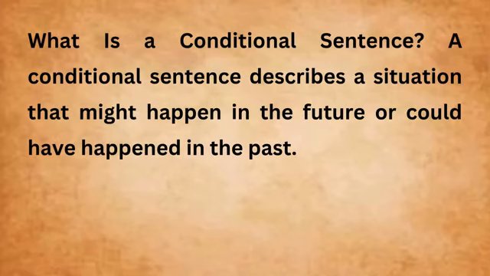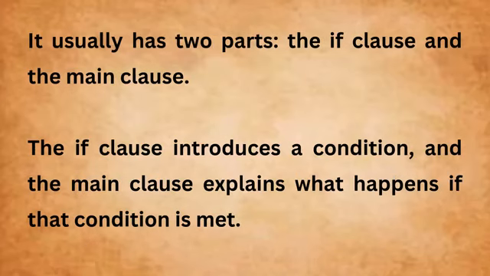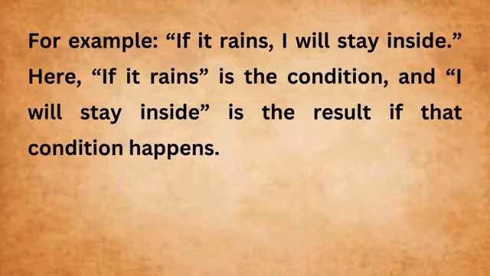What is a conditional sentence? A conditional sentence describes a situation that might happen in the future or could have happened in the past. It usually has two parts, the if clause and the main clause. The if clause introduces a condition, and the main clause explains what happens if that condition is met. For example, if it rains, I will stay inside. Here, if it rains is the condition, and I will stay inside is the result if that condition happens.